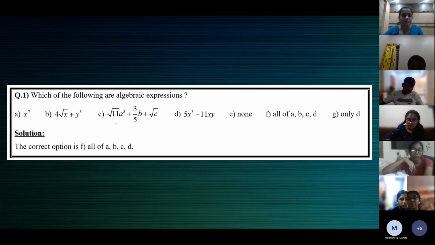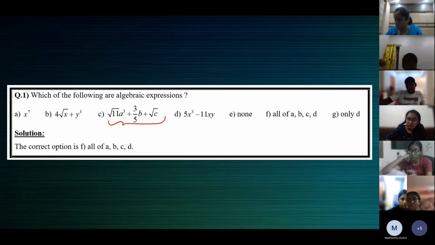What about the option in C? Is this one a polynomial? No, ma'am. Because how many variables can you see here? 3 variables.